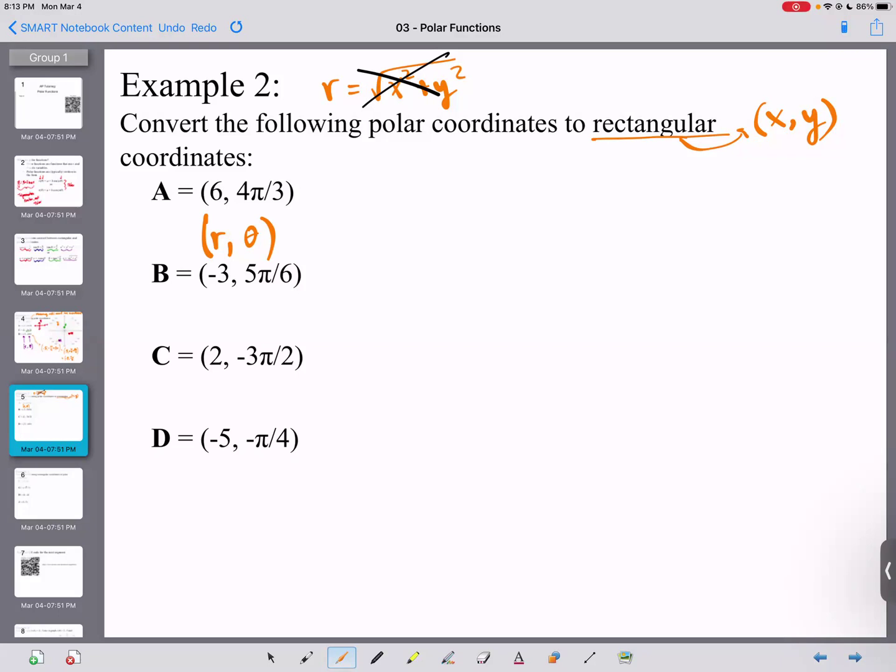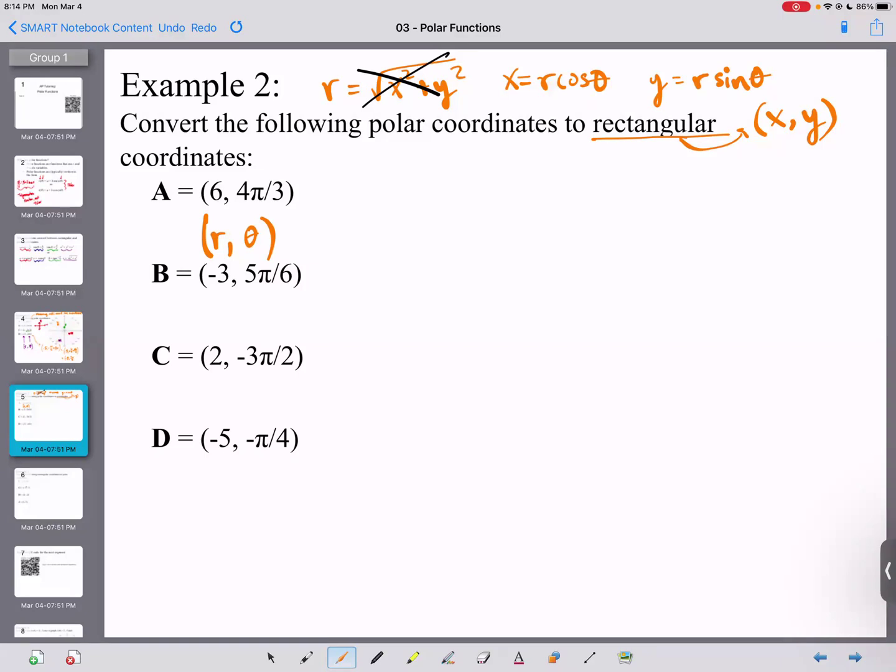Is it x equals r cosine theta? That's it. And then y equals r sine theta. There you go. That's the one, because we're looking for x and y. That formula isolates x and y in terms of r and theta.